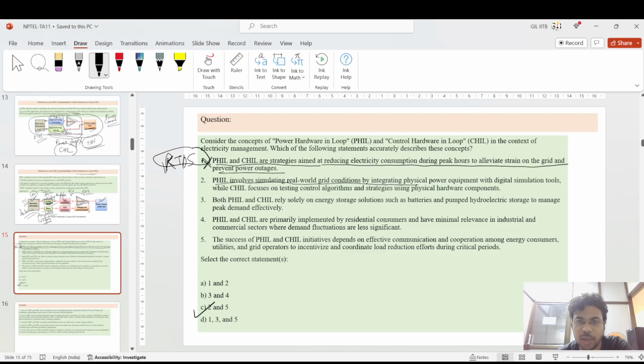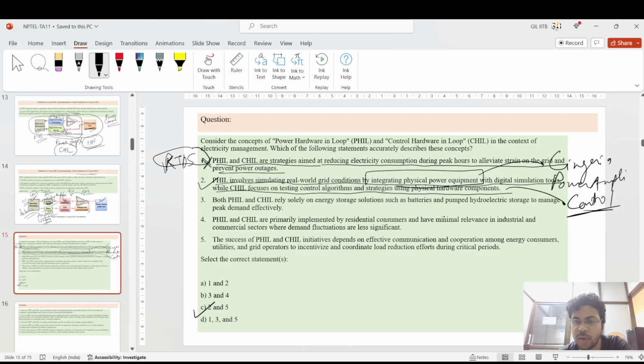And the second point is that PHIL involves simulating real-world grid conditions by integrating physical power equipment with digital simulation tools, while CHIL focuses on testing control algorithms and strategies using physical hardware components. That is true, because I have told you that it integrates physical power equipment, which is Synergia. Synergia is a power amplifier. And in CHIL, if you see, you have a control strategy outside the system. No power stage is there. That is true.